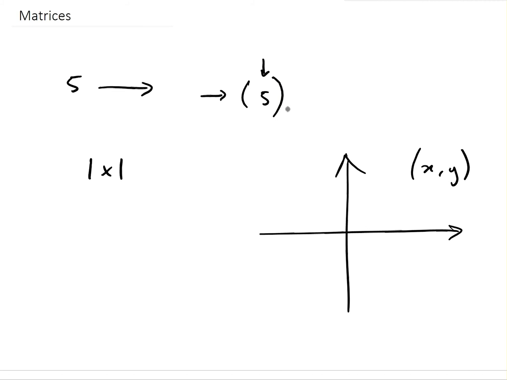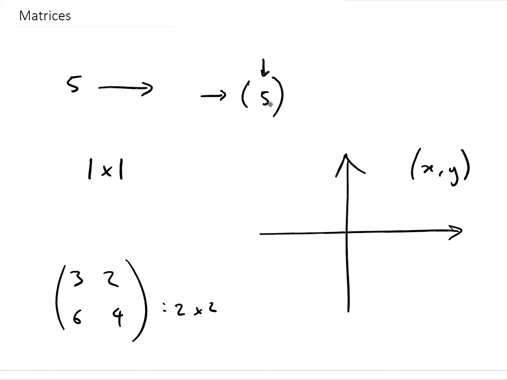You may not necessarily be able to see it here, but say if I have 3, 2, 6, 4, that would be a 2 by 2, because it's 2 rows and 2 columns. So now we've established that we can represent numbers as matrices.